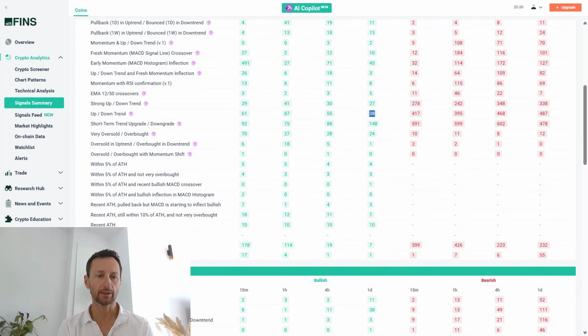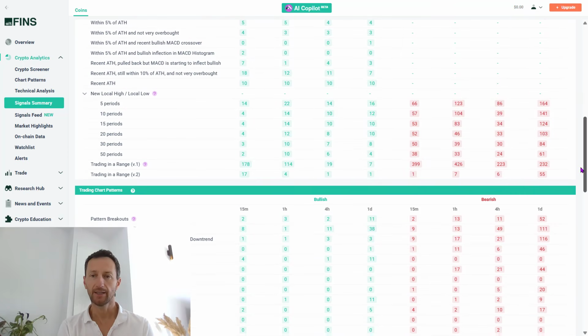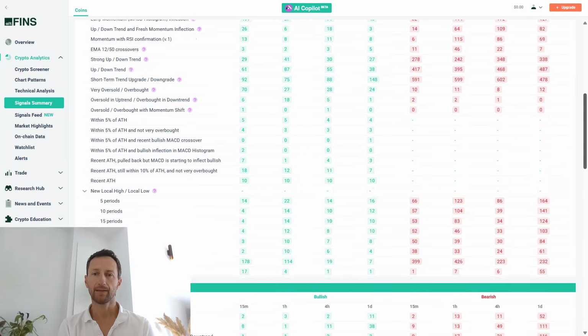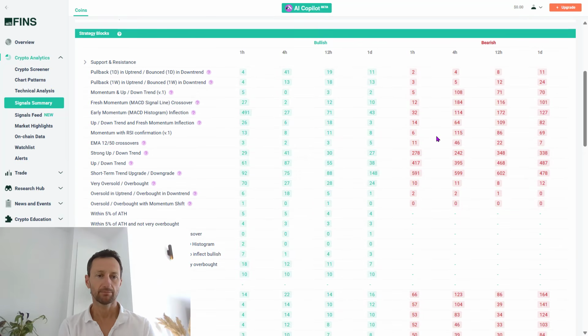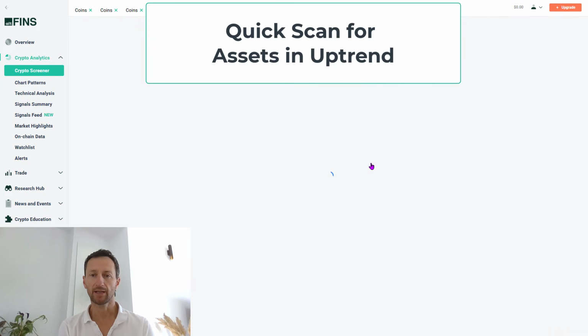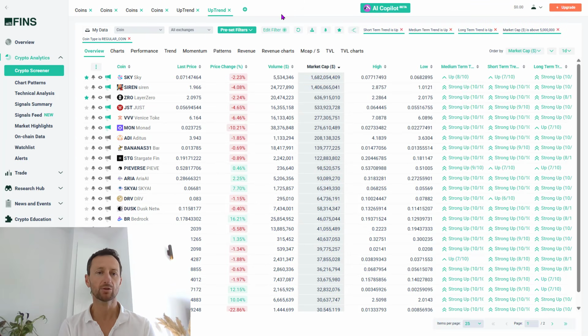Also, look at how many assets are hitting new local highs, let's say for the last 5, 10, 15 periods, versus new local lows. It's 10 to 1. Way more assets are hitting new local lows versus local highs. Now, let's take the uptrend group, 38 assets. Let's click on that and see which assets are bucking the overall trend.